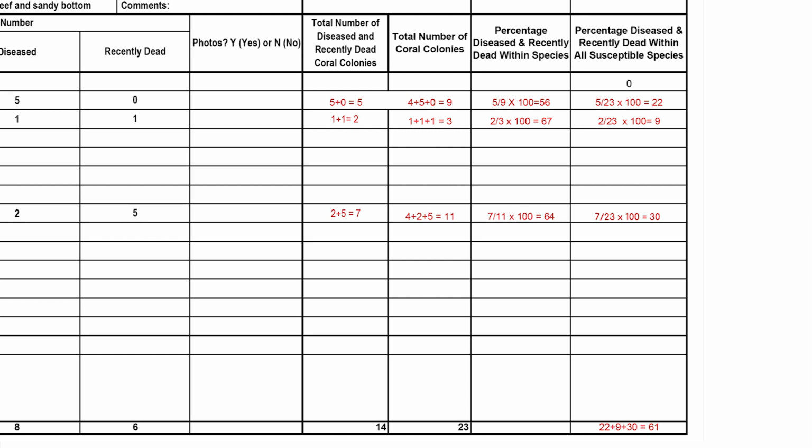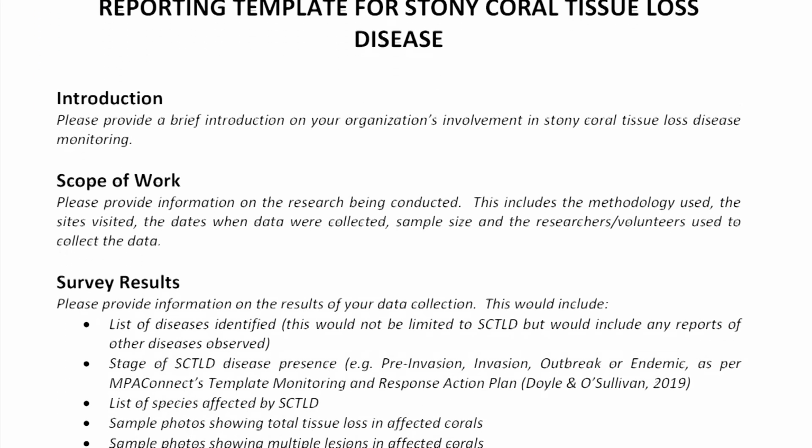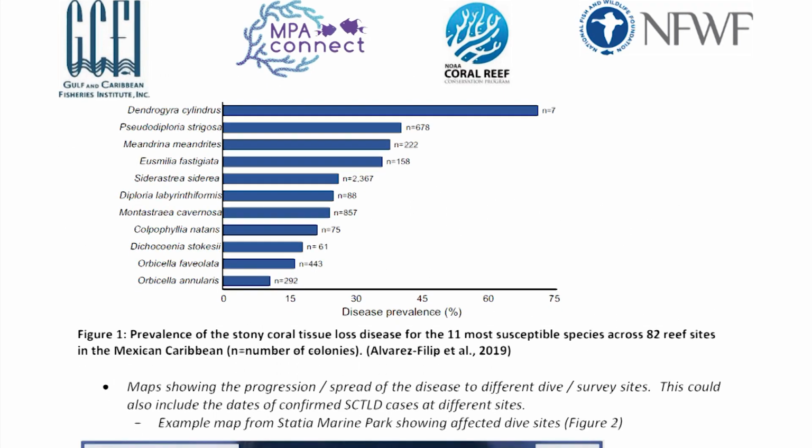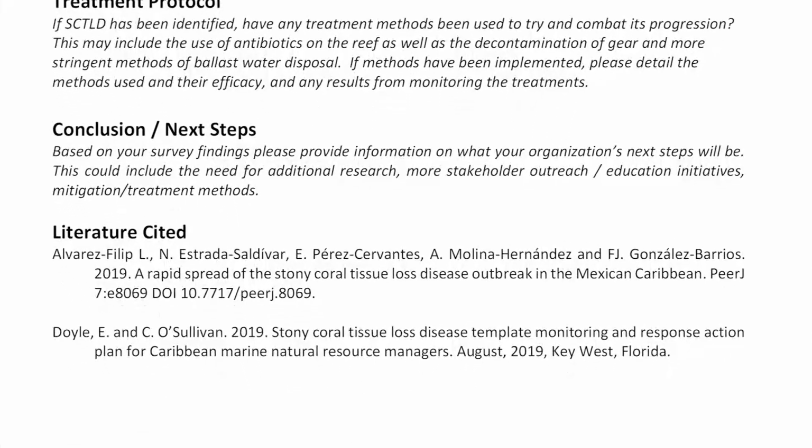Now you can easily calculate the total prevalence or percentage of all the diseased and recently dead corals at the site by summing the percentages of diseased and recently dead corals within each surveyed susceptible species and group. MPA Connect's reporting template for stony coral tissue loss disease can provide suggestions on how you can describe your findings.